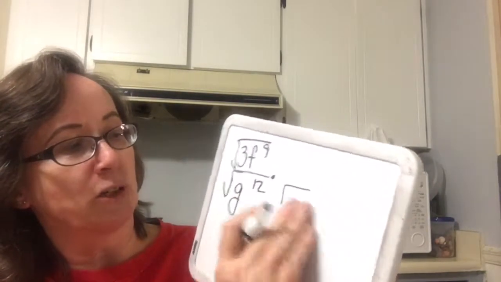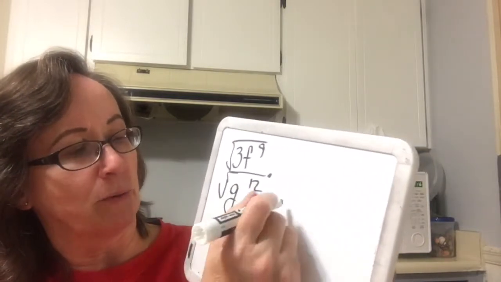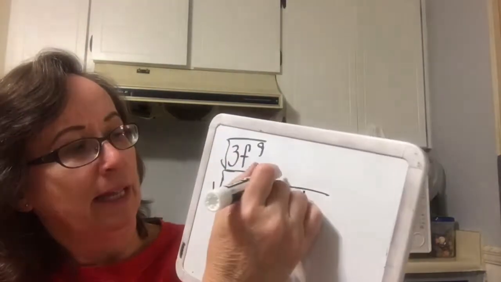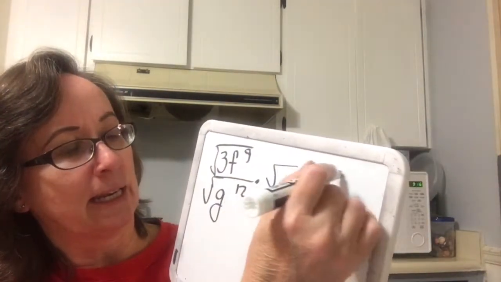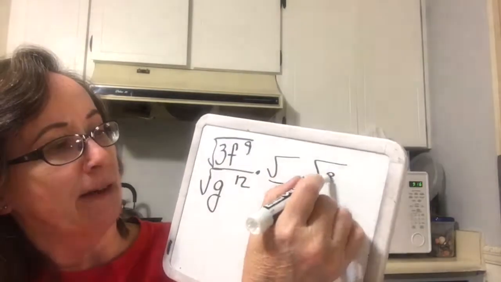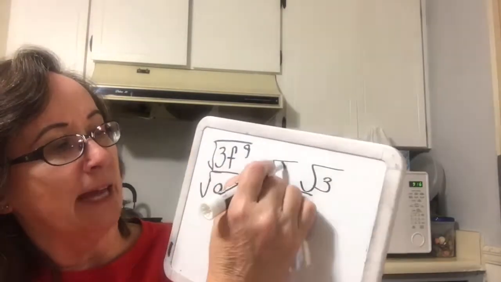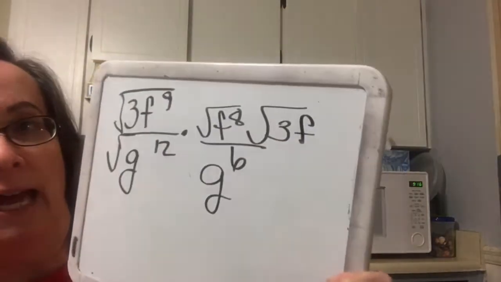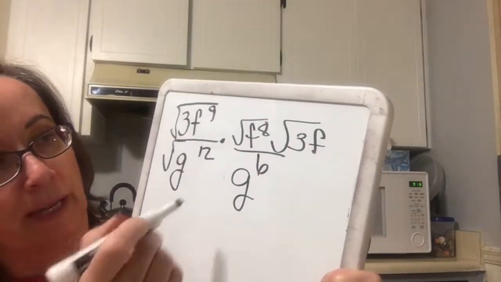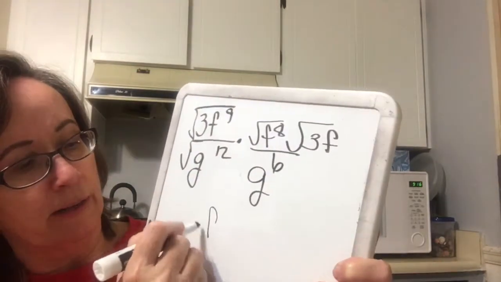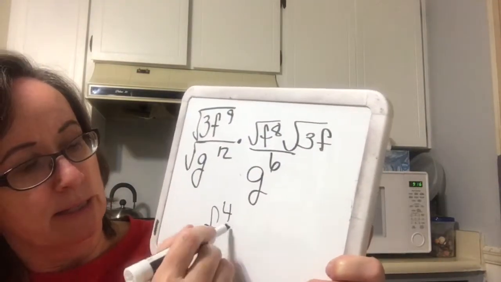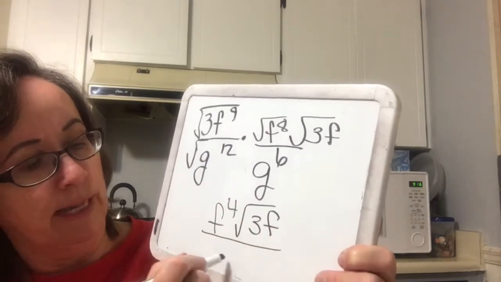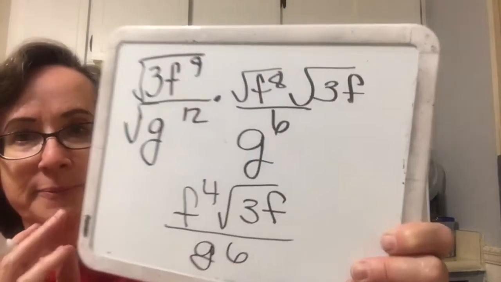The square root of g to the 12 is already perfect, so it's going to come out as g to the 6th. And this one is going to be a perfect and a leftover, so the 3 is definitely a leftover, and f to the 8 is perfect, and f to the 1 goes in the leftover stack. So now we're going to have f to the 4 when I pull that out, square root of 3f, which I just tack on the leftover radical, and g to the 6th.